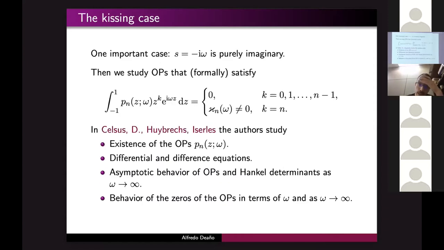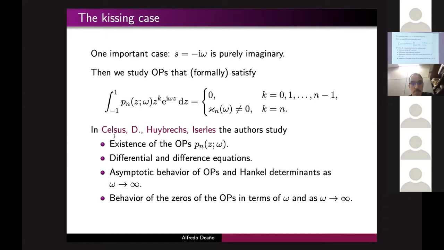So apart from the real case where you have the standard theory, like Legendre or a deformation of Legendre, there is this other case which is called kissing polynomials, where the parameter is purely imaginary. So s is minus i omega. This is the notation that we used. So here you have your family of polynomials, orthogonal, hopefully, in this sense: Pn multiplied by polynomials of lower degree gives zero, non-Hermitian orthogonality, and some constant different from zero when k is equal to n. So there's no guarantee that this is going to happen.